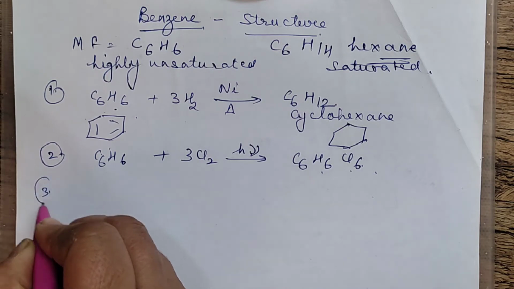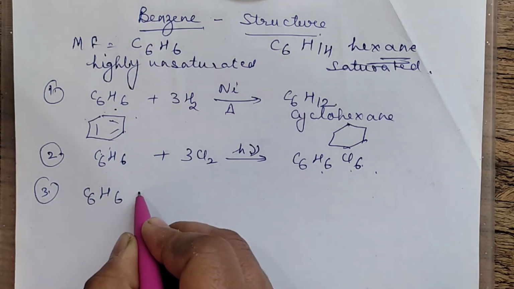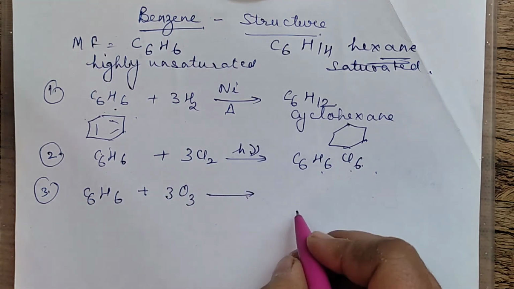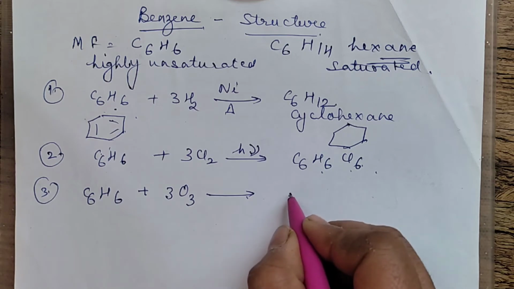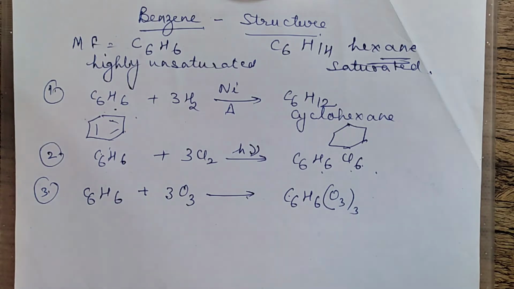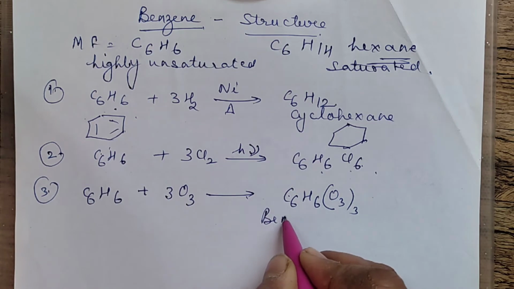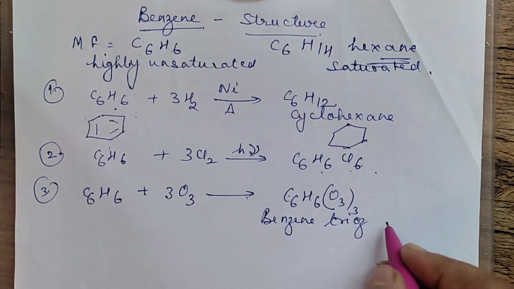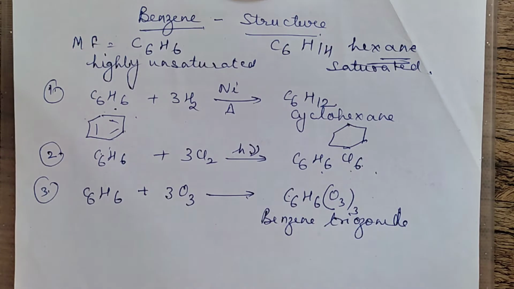The third reaction is, if you react benzene, it can add on to 3 ozone, and it will form benzene triozonide, that is C6H6O3 taken thrice. That means before the hydrolysis part. We know that ozone adds on to multiple bonds, so it forms benzene triozonide. All these 3 reactions indicate that there are 3 double bonds in benzene. That means there is unsaturation.